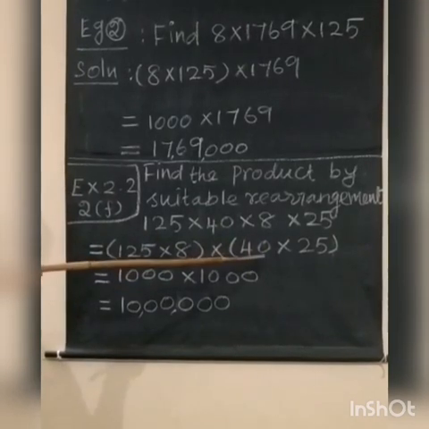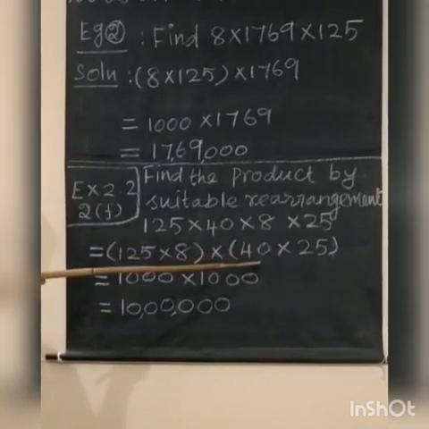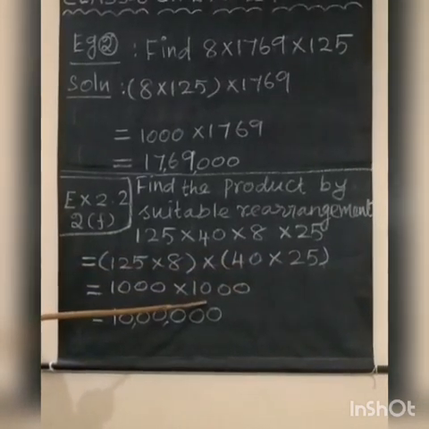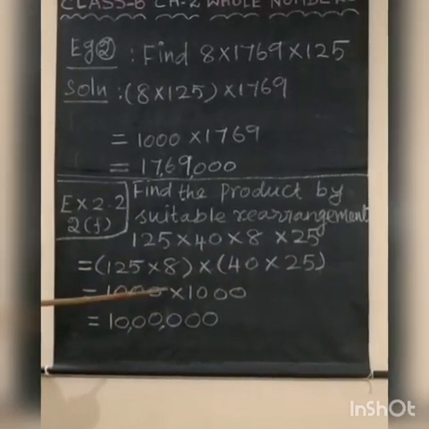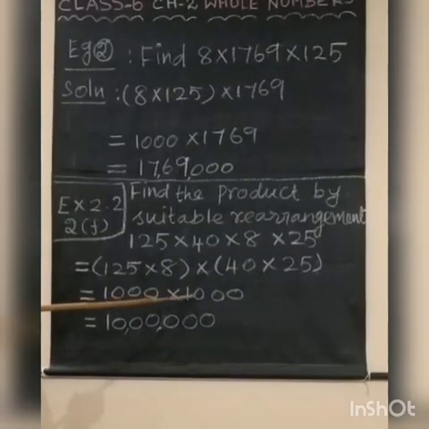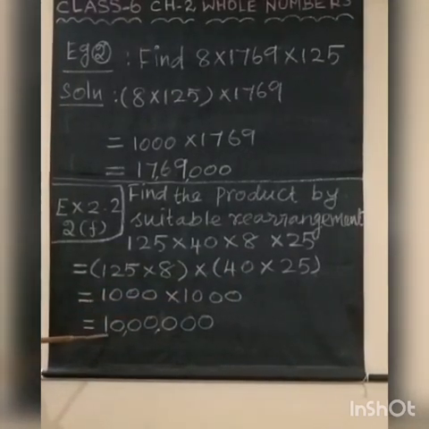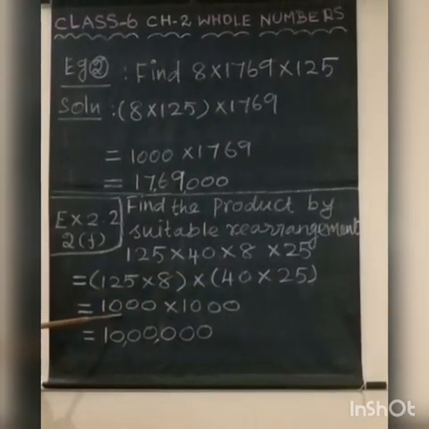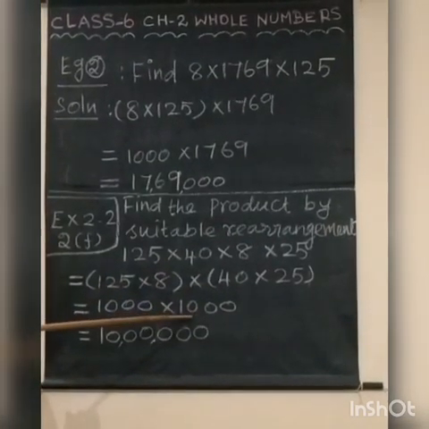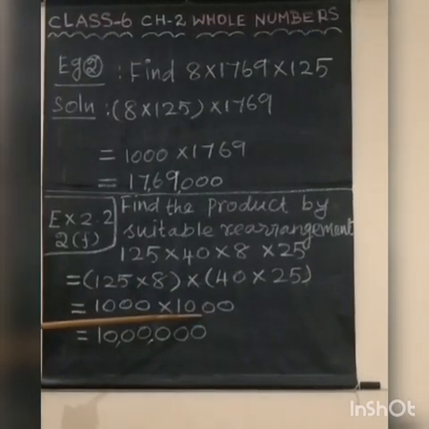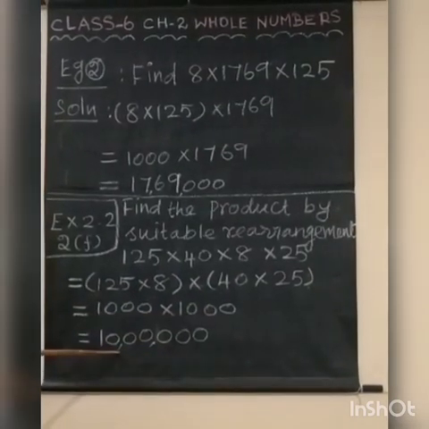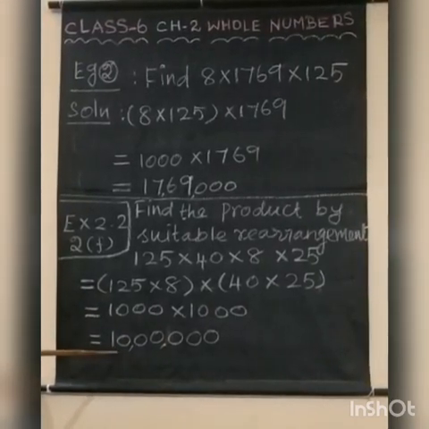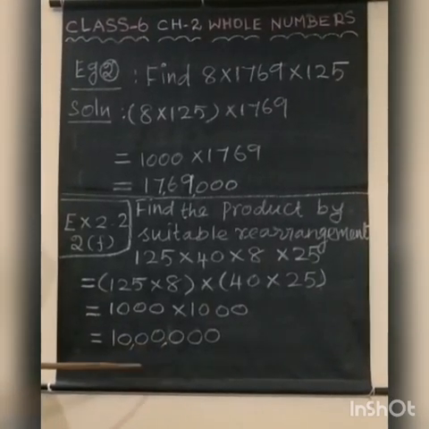Then the other group is multiplied. 40 into 25 is 1000. And then these two numbers are multiplied. 1 into 1 is 1. Then how many zeros here? Here 3 zeros and here 3 zeros. So 6 zeros. Write 6 zeros here and we get the answer 10 lakh.